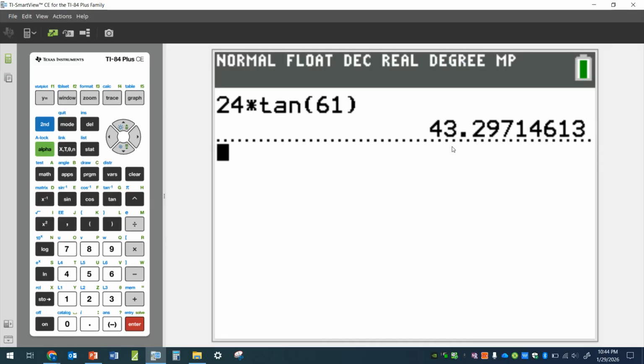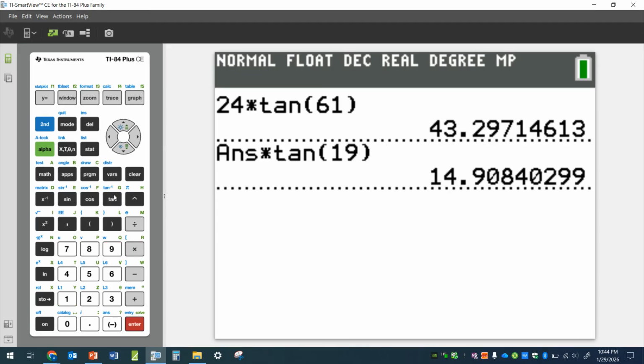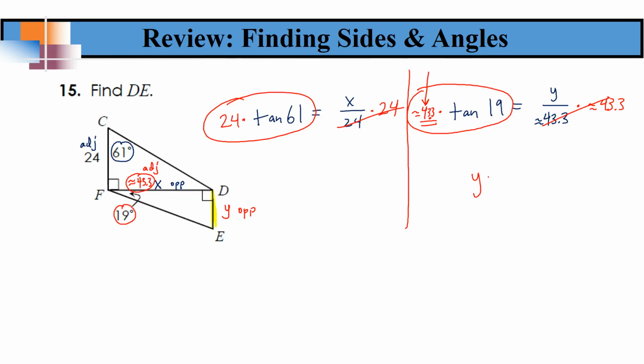The value we found earlier was right here. All you need to do is press the multiplication symbol, and it takes the previous answer and multiplies it times whatever you want. In this particular case, we're multiplying times tangent of 19. And now, since this is our final answer, we can round it to the nearest tenth. Our answer is approximately 14.9. So we can write that y is approximately 14.9, or being more specific, y was representative of the distance from D to E, so it's probably best for us to write that DE is approximately 14.9.